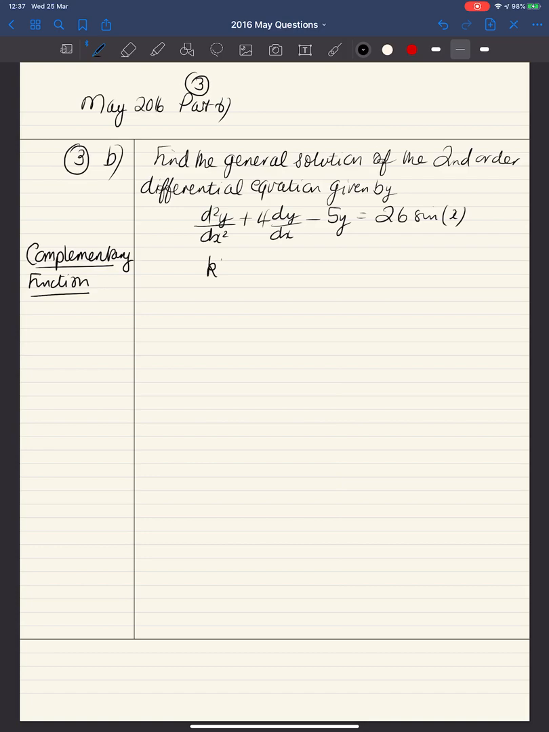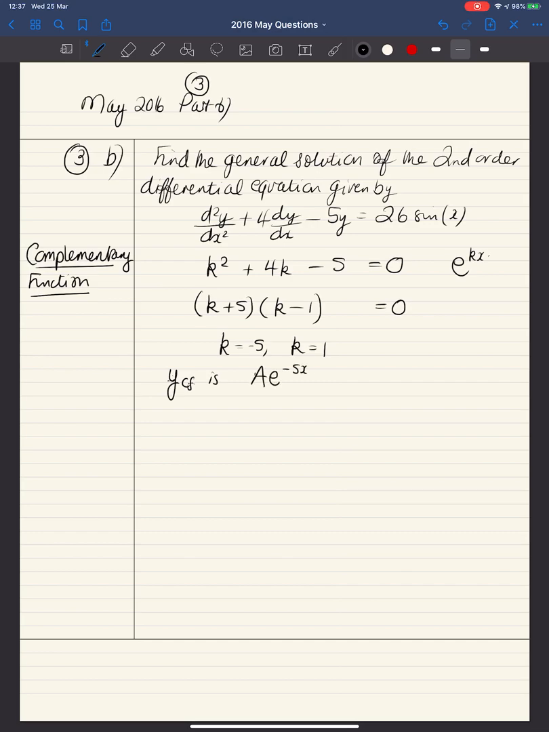And what we can do there is say that k squared plus 4k minus 5 is 0. This is k plus 5, k minus 1 is 0. So k is minus 5, k is 1. This is where e to the kx is a solution. So therefore, the complementary function is a e to the minus 5x plus b e to the x.